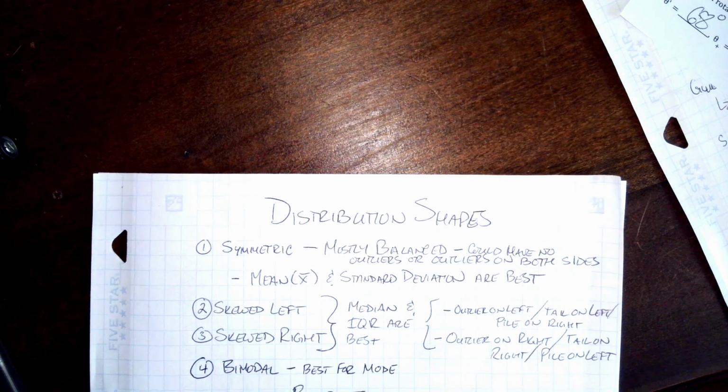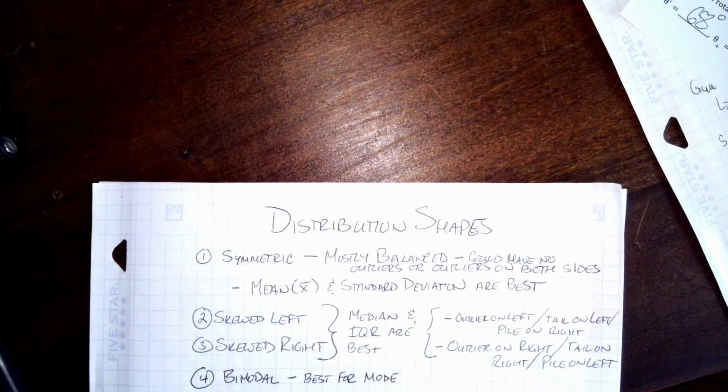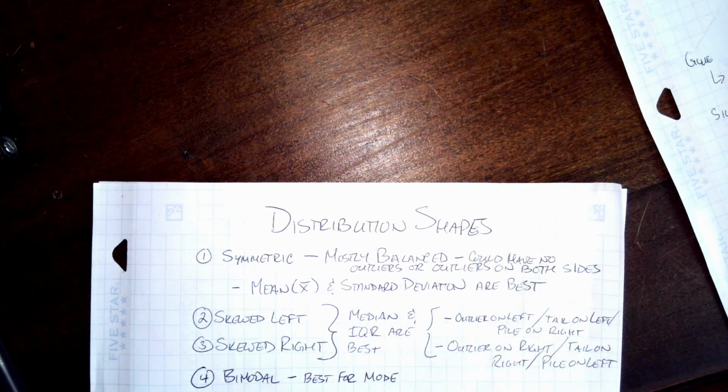You're not really going to use that very often. But your three major shapes are symmetric, which means mostly balanced. You could have outliers on both sides, or you could have no outliers whatsoever. Anytime a distribution is symmetric, the mean and standard deviation are going to be the best measures of center and spread.